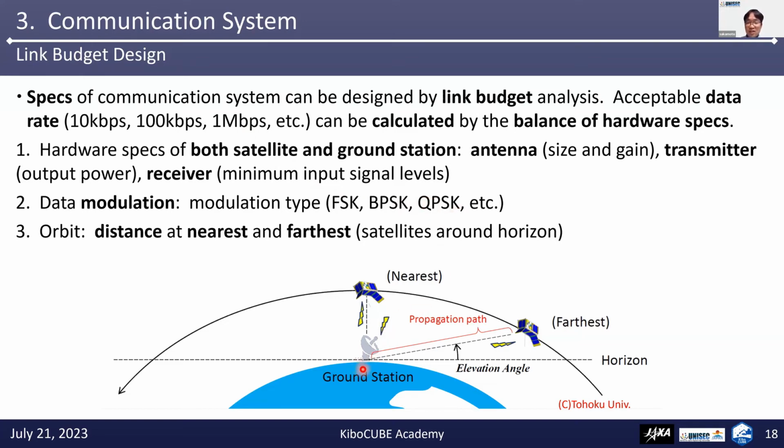Communication distance is very important and will have a strong impact on deciding the data rate. This distance is maximum when the satellite is around the horizon and the elevation is very low, around 0 degrees. And when the satellite is at maximum elevation, the distance is shortest, and the RF signals can be stronger in this position.